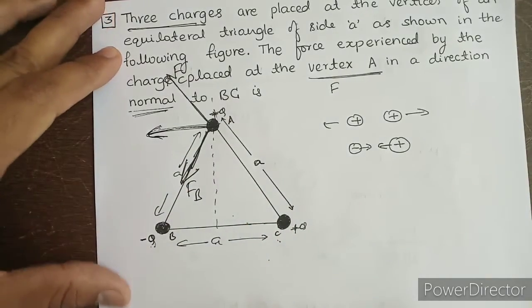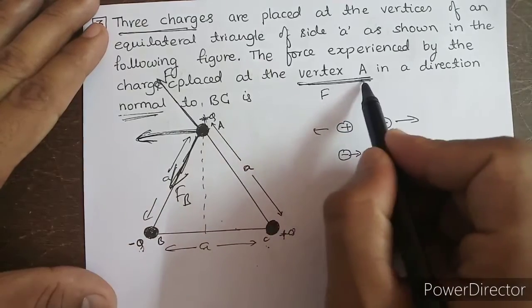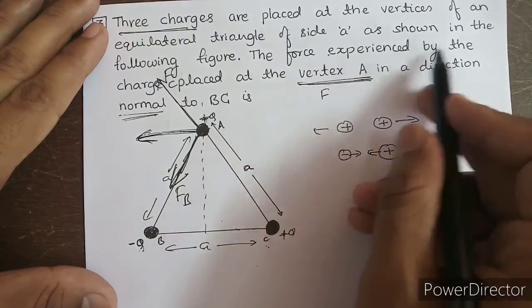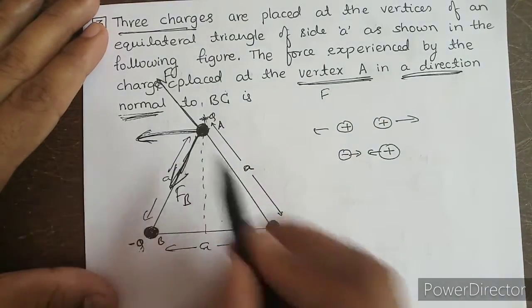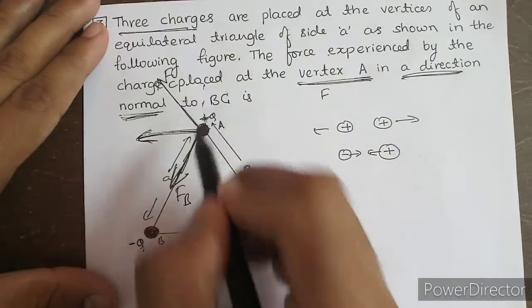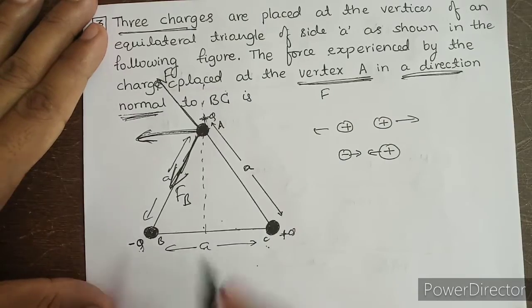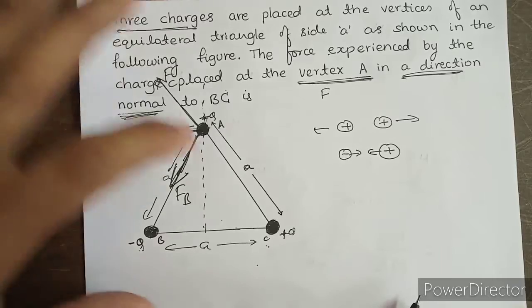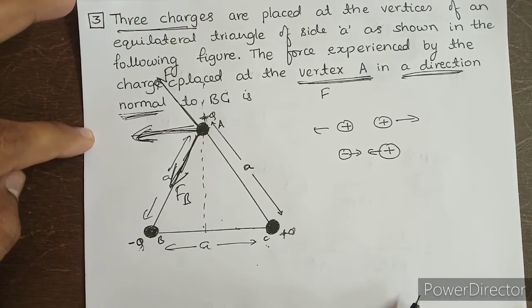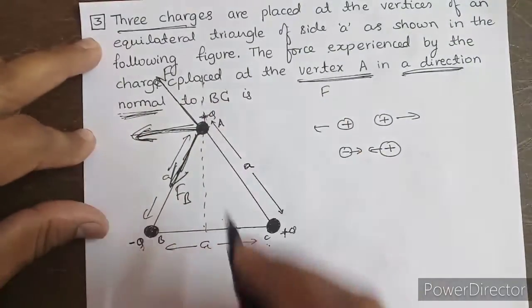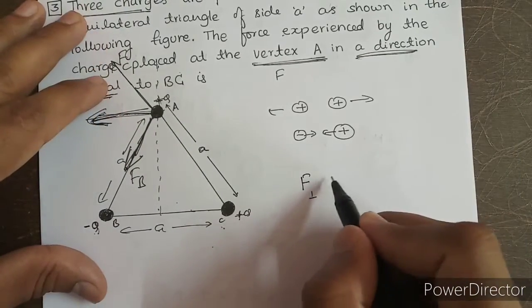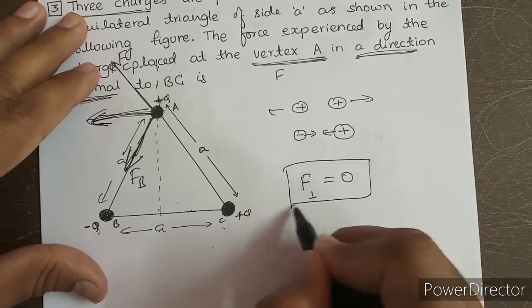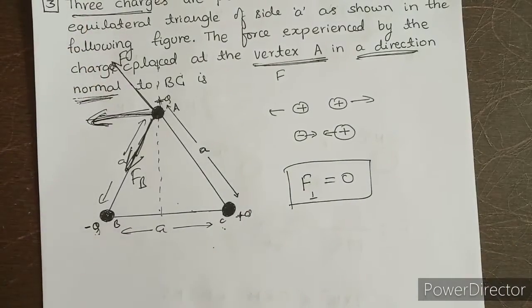According to the question, we have to find the force experienced by the charge placed at A in the direction normal to BC. Normal to BC, no force is acting. The actual force acting is this one, parallel to BC in this particular direction. So normal to BC, no force is acting. So force acting normal to BC is 0. That's it. Thank you.